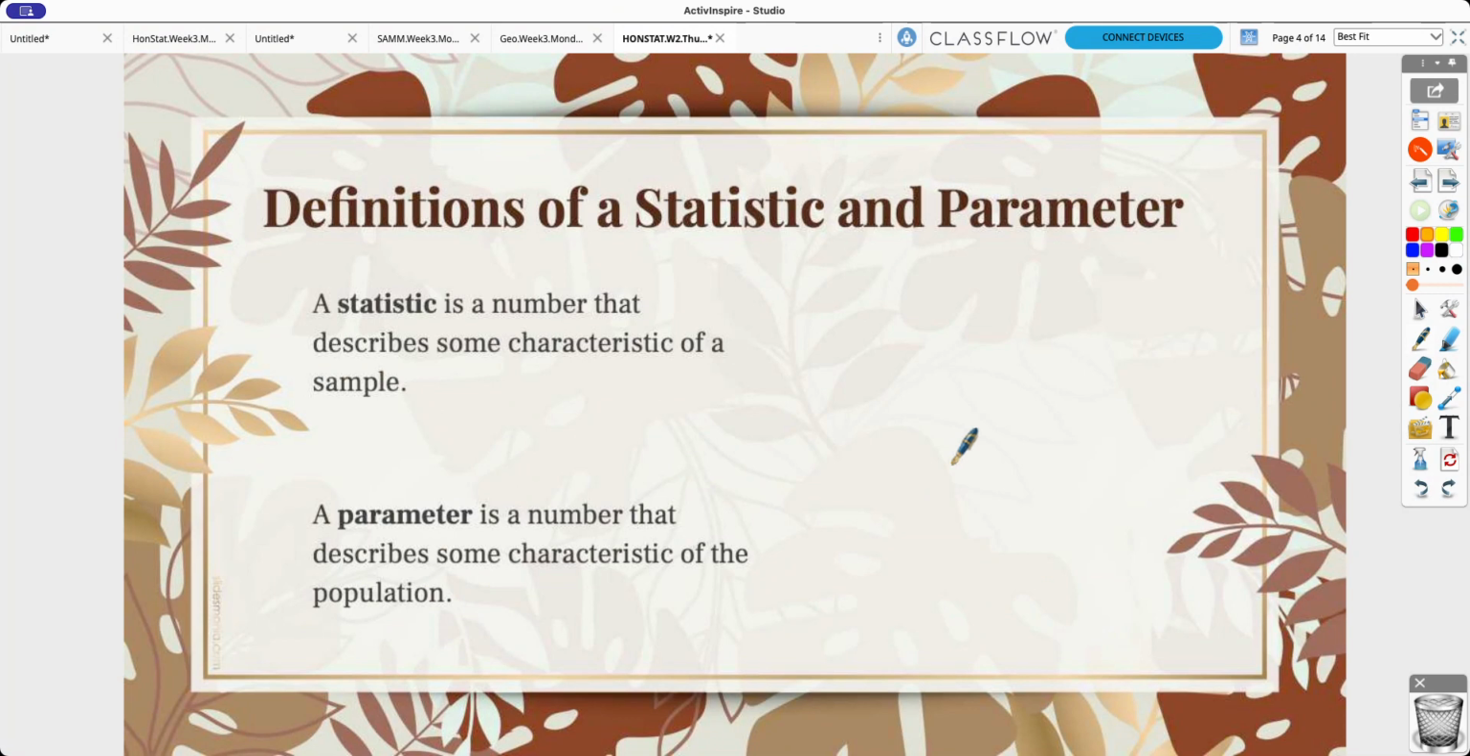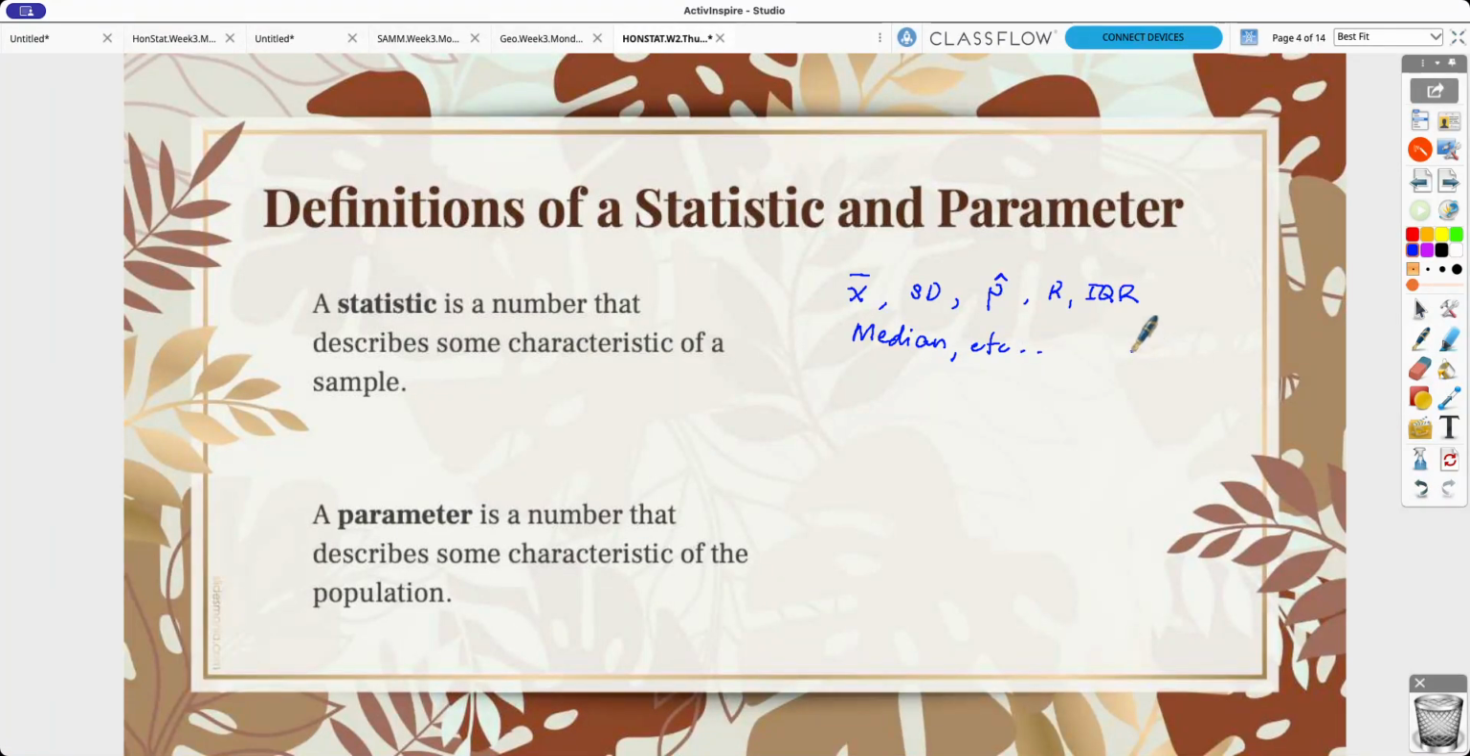A statistic is a number that describes some characteristic of a sample. So a statistic could be the sample mean, it could be the sample standard deviation, it could be the sample proportion, it could be the sample range. So whatever describes the sample, we call it a statistic.